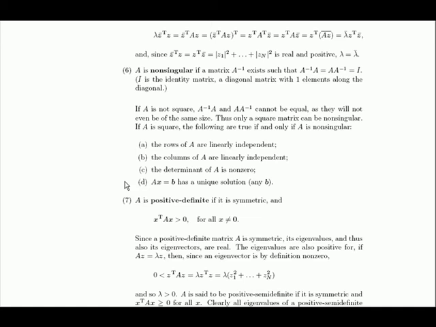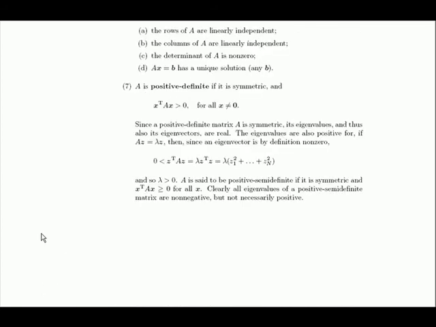And of course, if a matrix has an inverse, then AX equals B has a unique solution for any B, because you can just multiply by A inverse. If A doesn't have an inverse, then AX equals B may have many solutions or no solution.